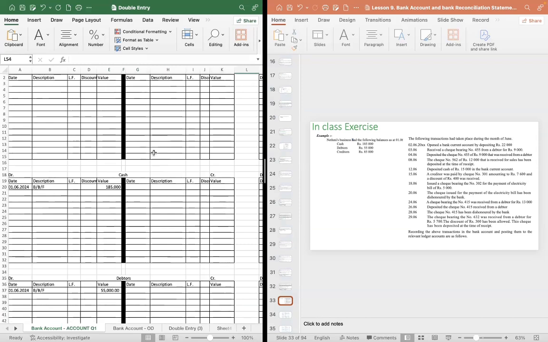Then after we have done it, we are going into the transactions. Open a bank current account by depositing 22,000. Open a bank current account by depositing rupees 22,000.